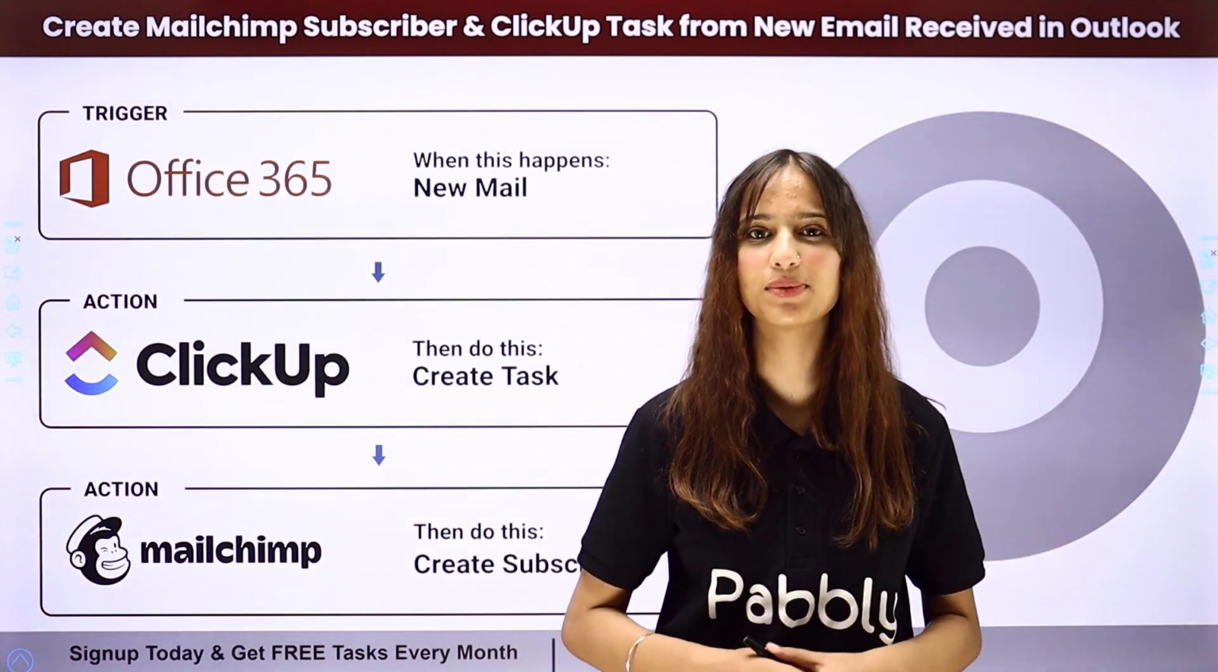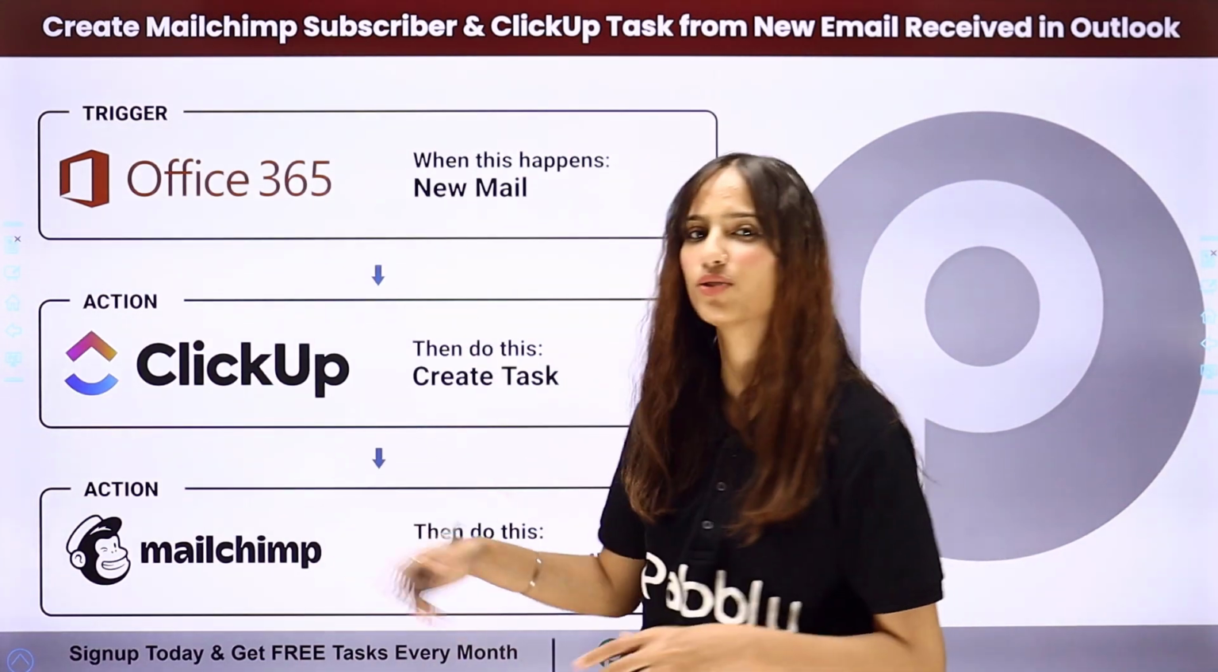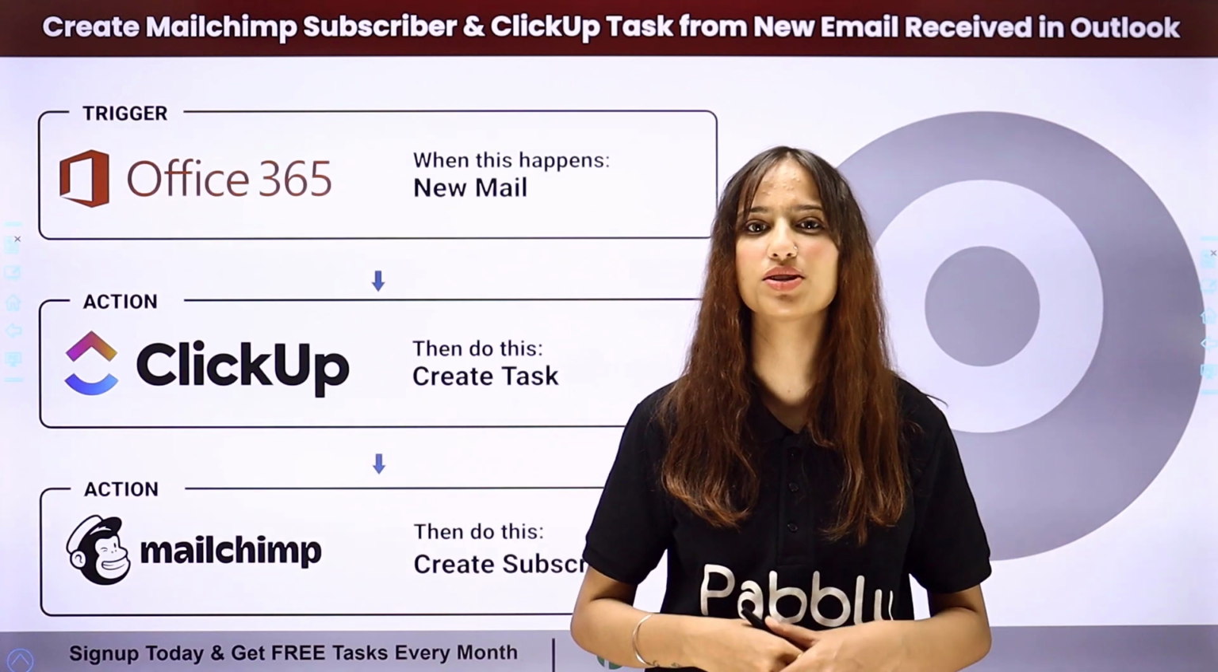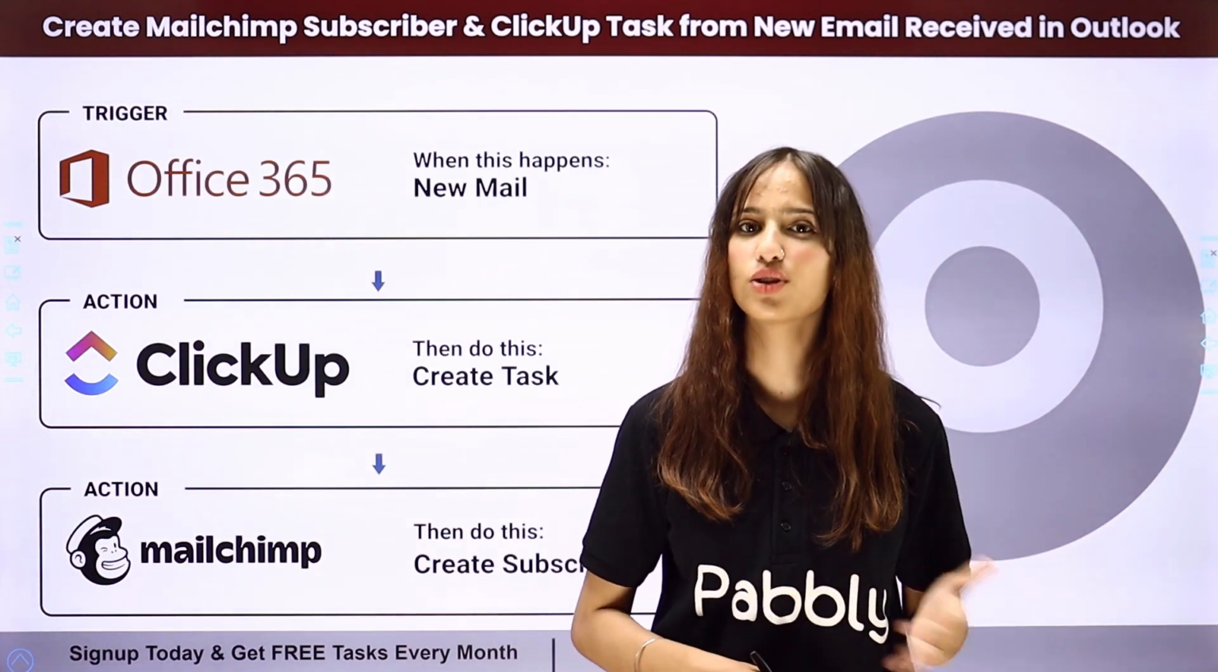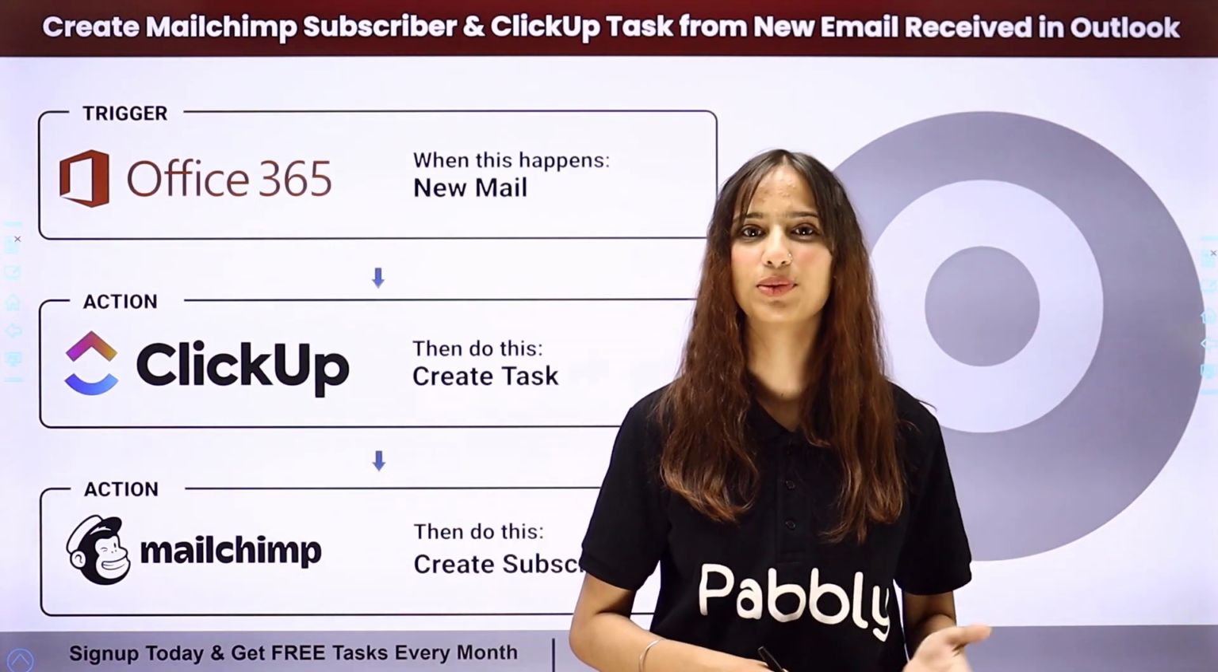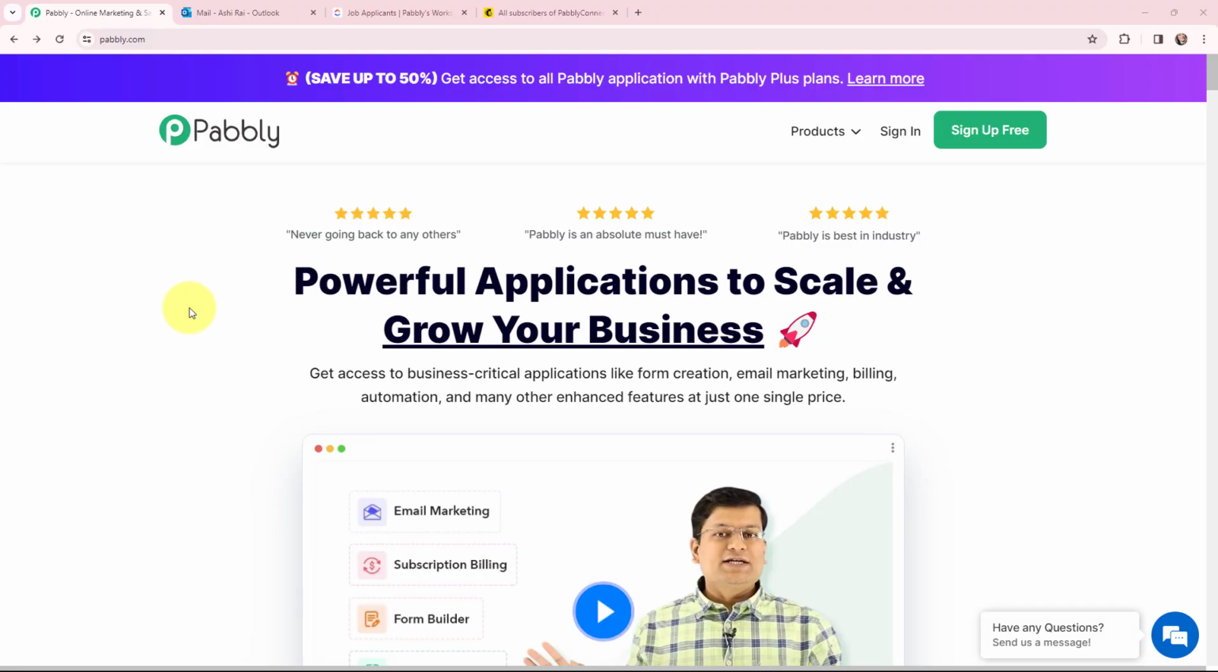Now to do this, I need to build a connection between these applications, for which I'm going to use this amazing automation software, that is Pabbly Connect. So if you want to learn more about this, follow me through the screen. In this video, we are going to understand how to create Mailchimp subscriber and ClickUp task from received Outlook email.